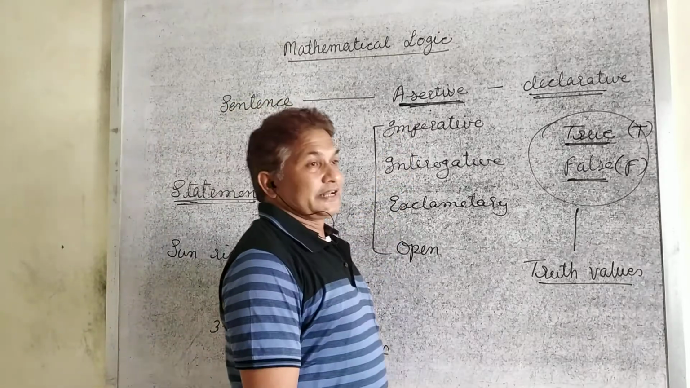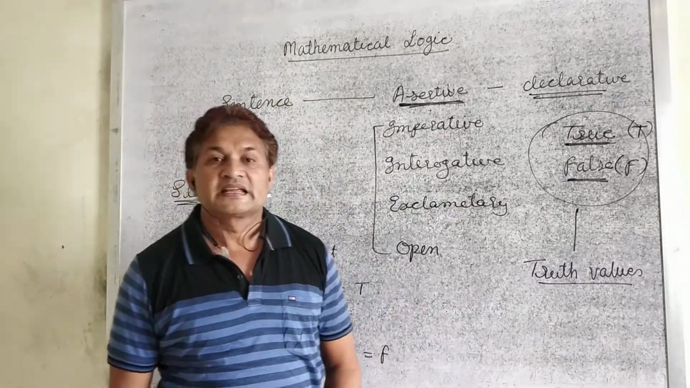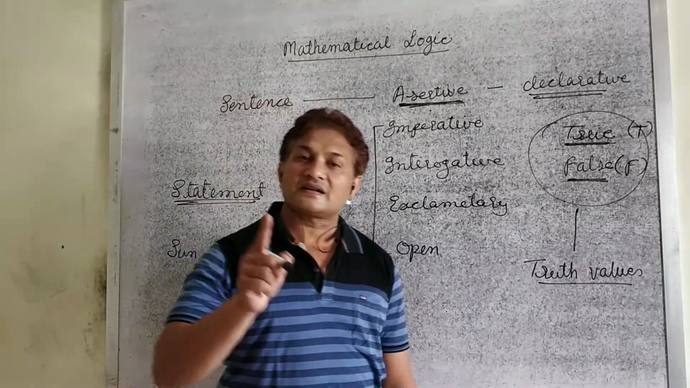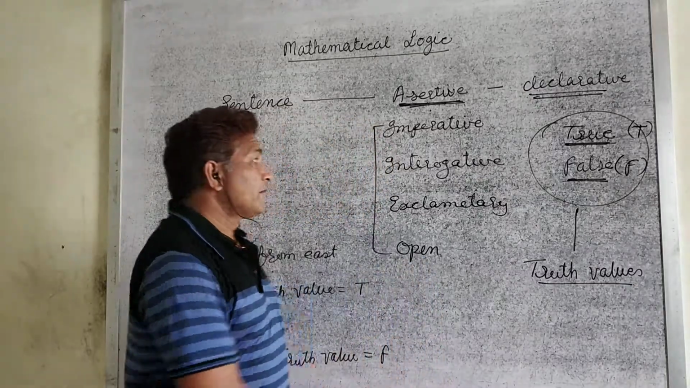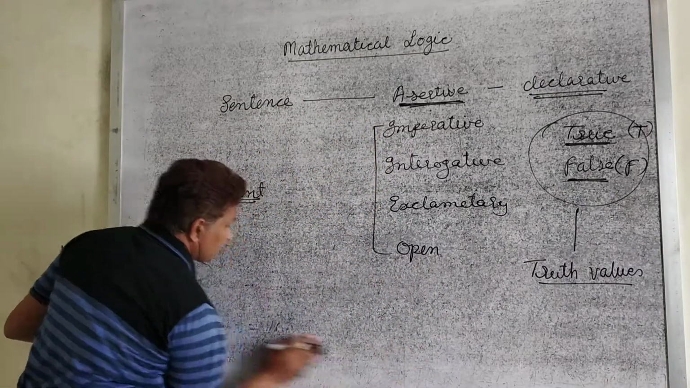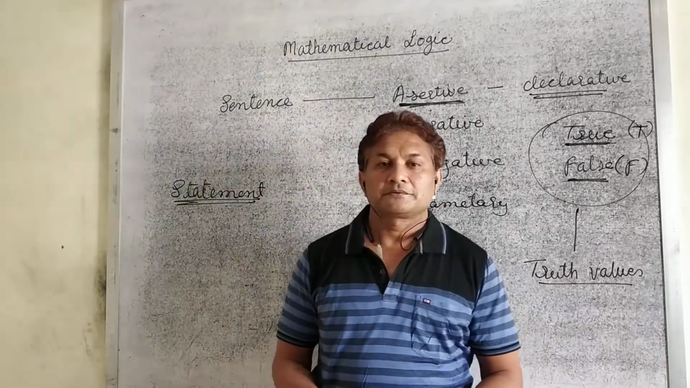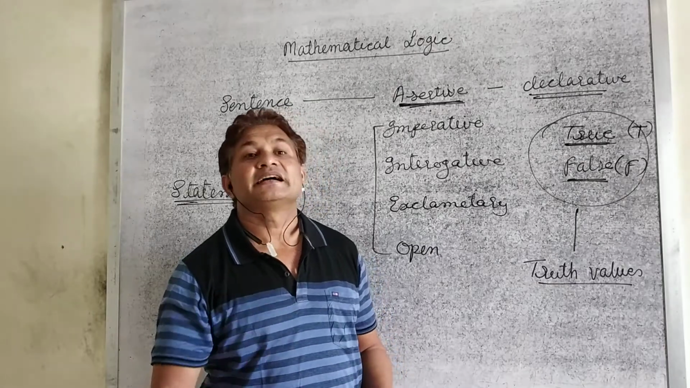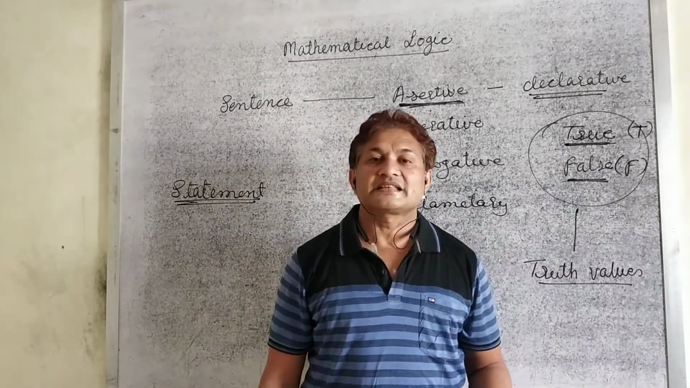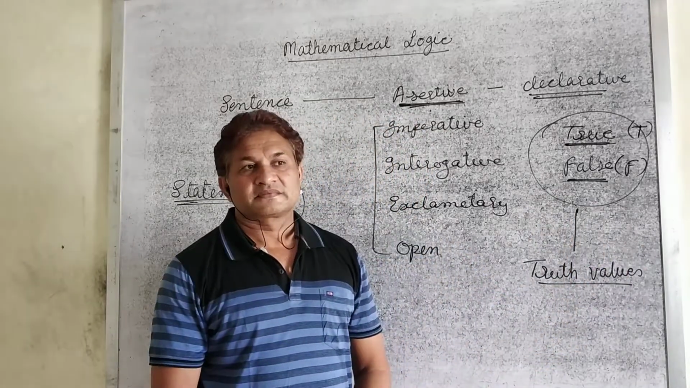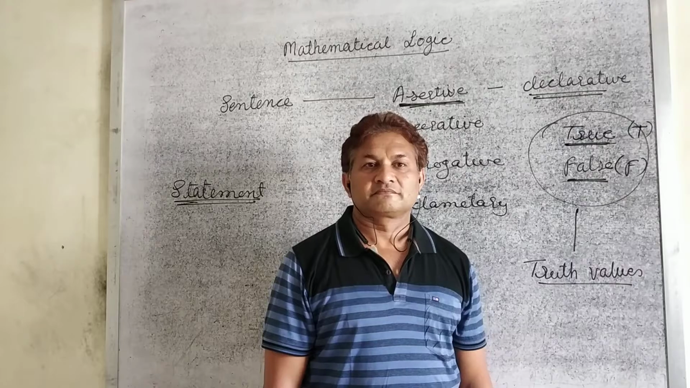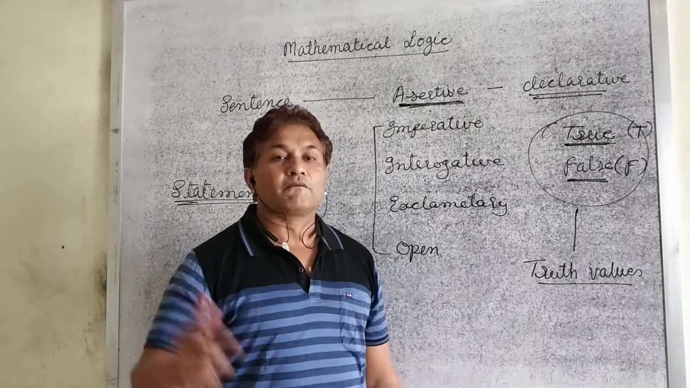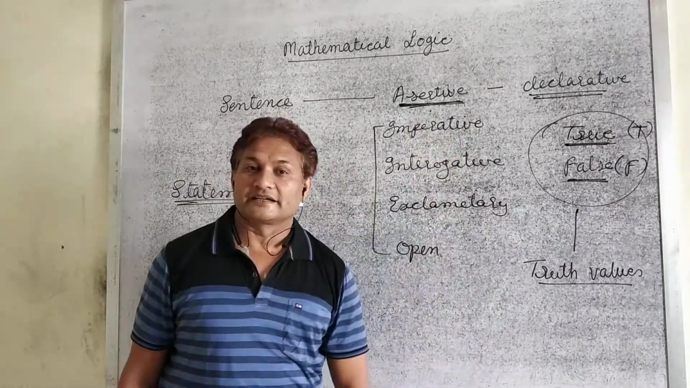Now see about imperative. What is meant by imperative? A sentence in which there is an order, command or request. Examples of imperative: Please shut the door. In this sentence it is a request because he is saying please shut the door. Please give me your pen. Go outside. This is a command. Go outside means commanding someone. So these are imperative sentences.